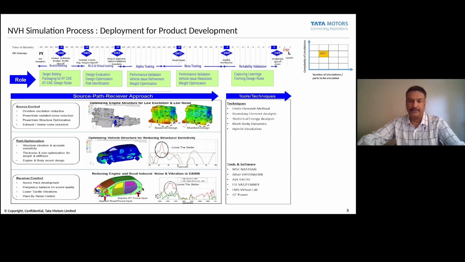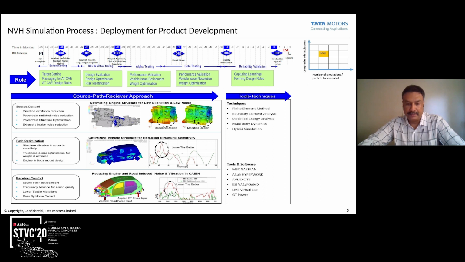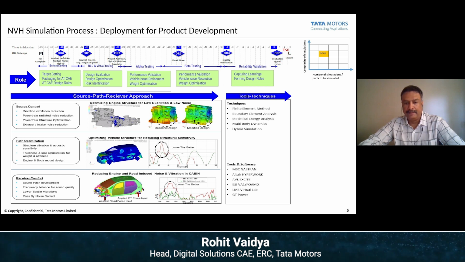Receiver comfort involves sound pack development, frequency balance for sound quality, lower tactile vibrations, and pass by noise control. In the product development stages, source control and path optimization happen at an early stage and are majorly in the virtual and simulation domain. This, being mostly related to structures, is a majorly collaborative effort of the internal TML teams. During this phase, the NVH, durability and crash performance of the vehicle need to be engineered concurrently. This is therefore an opportunity and a challenge.